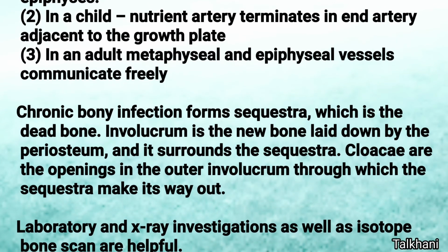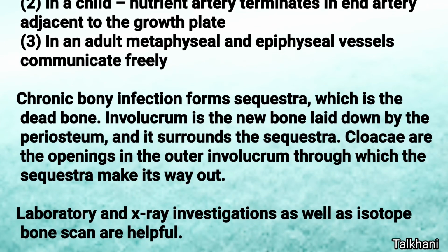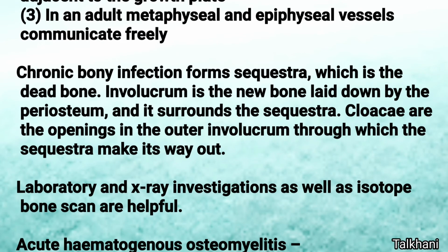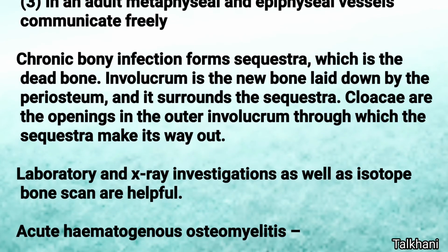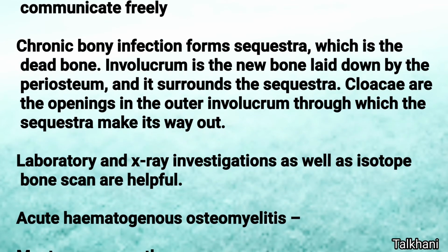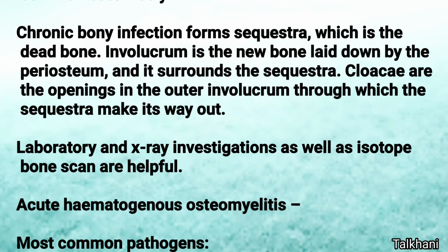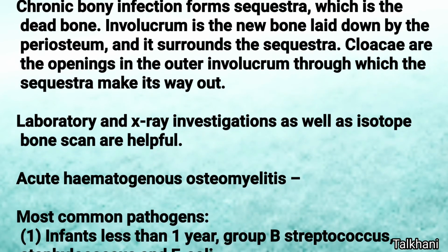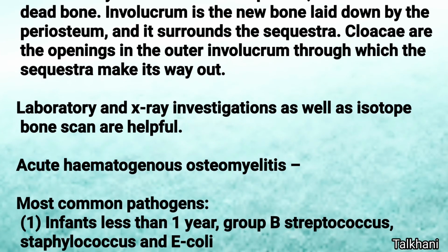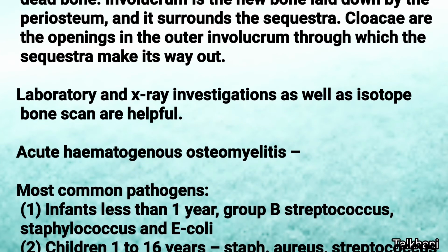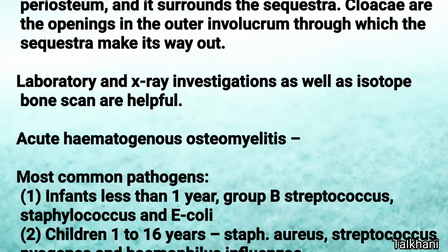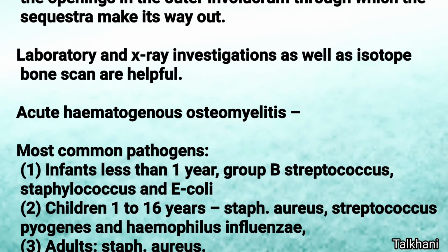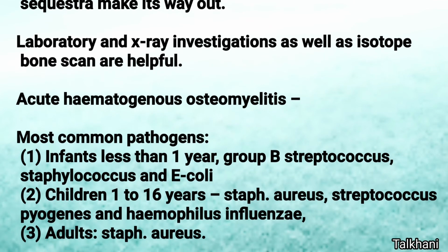Acute hematogenous osteomyelitis. Most common pathogens are as follows. Number 1, infants less than 1 year: group B streptococcus, staphylococcus and E. coli. Number 2, children 1 to 16 years: Staph aureus, Streptococcus pyogenes and Haemophilus influenzae. Number 3, adults: the commonest organism is Staph aureus.